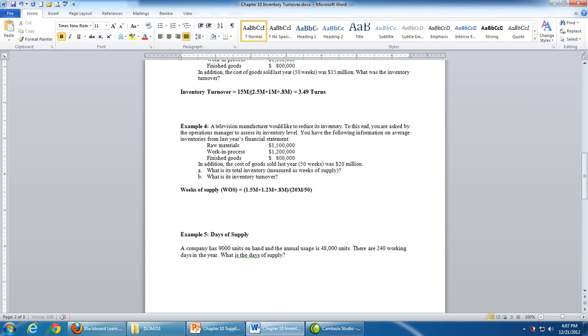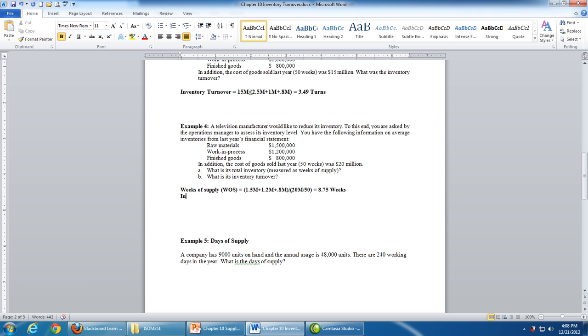Okay, the organization will have weeks of supply about 8.75 weeks, which is quite large. The organization would prefer the number of weeks of supply to be a little bit low. The lower number of weeks of supply means a lower level of inventory.